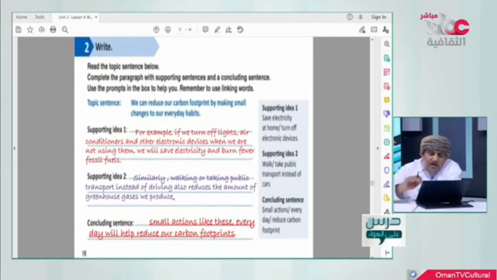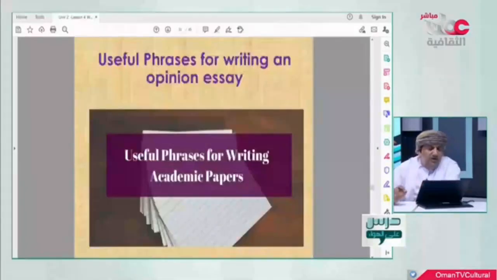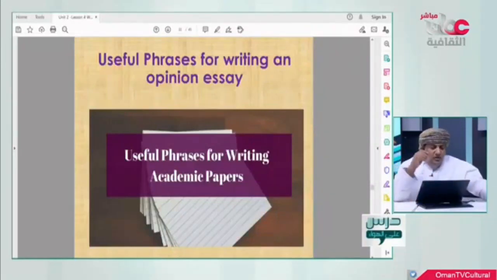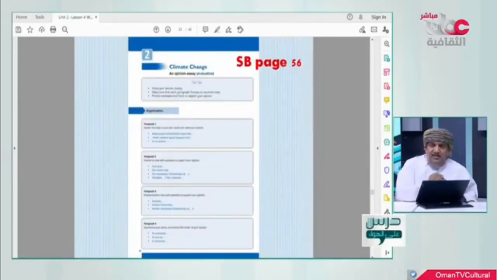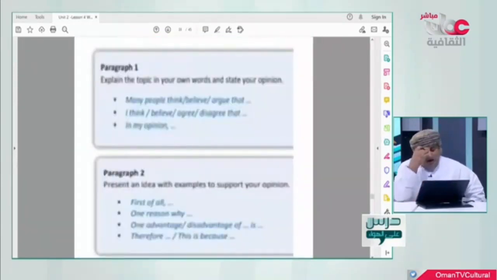So let's go to the final part of our lesson, the useful phrases for writing an opinion essay. Now, as you can see here on page 56 of your skills book, I want you to open it very quickly. We have 4 main parts of your essay. In the first part, you should explain the topic in your own words and state your opinion. You are going to use these sentences.